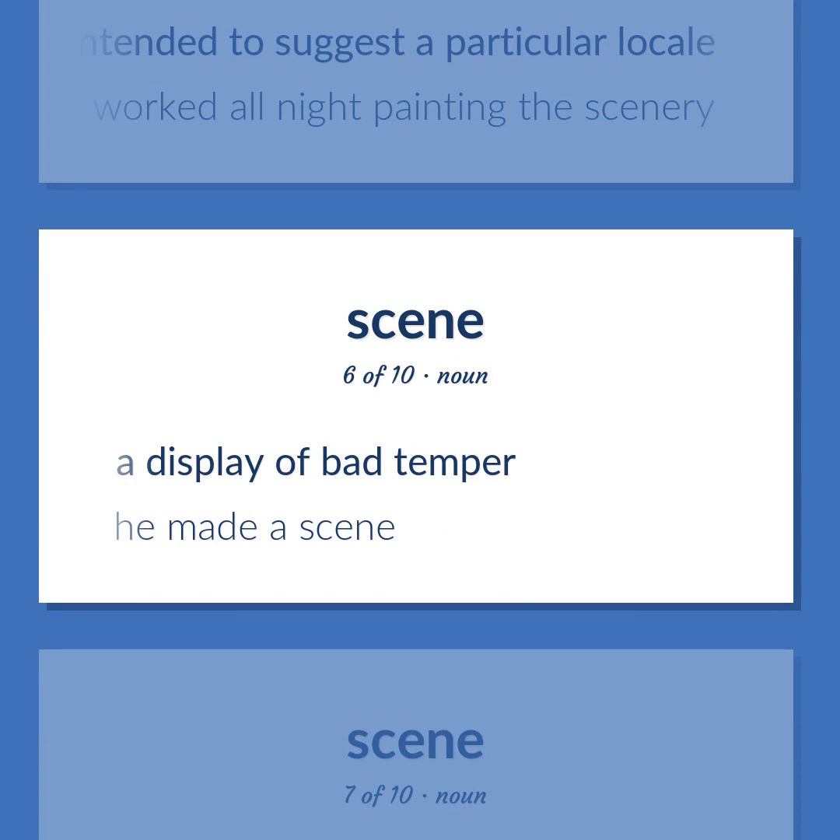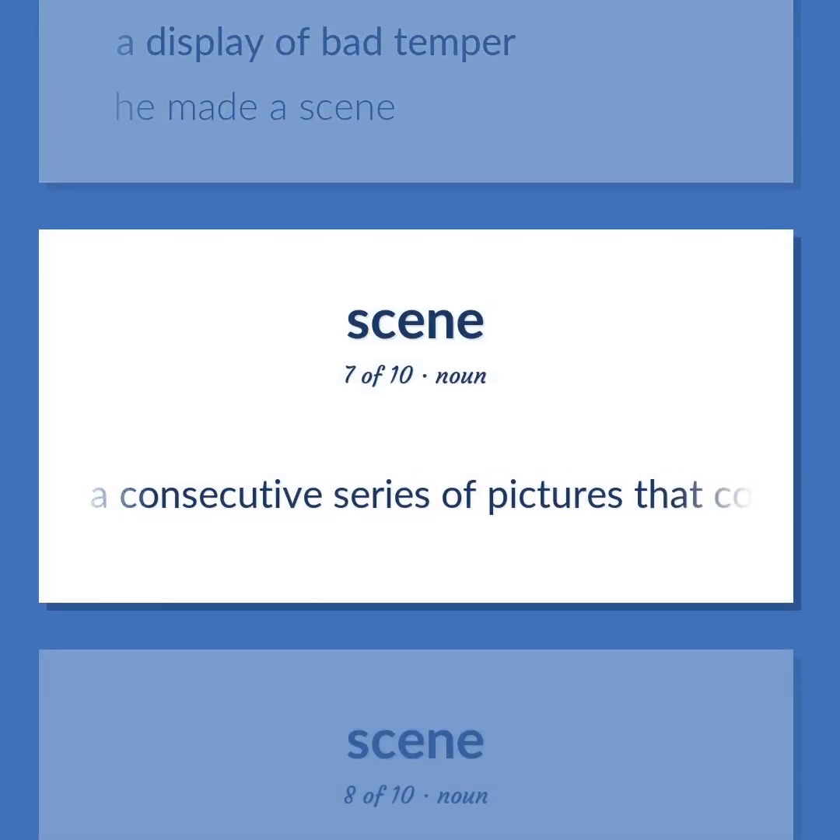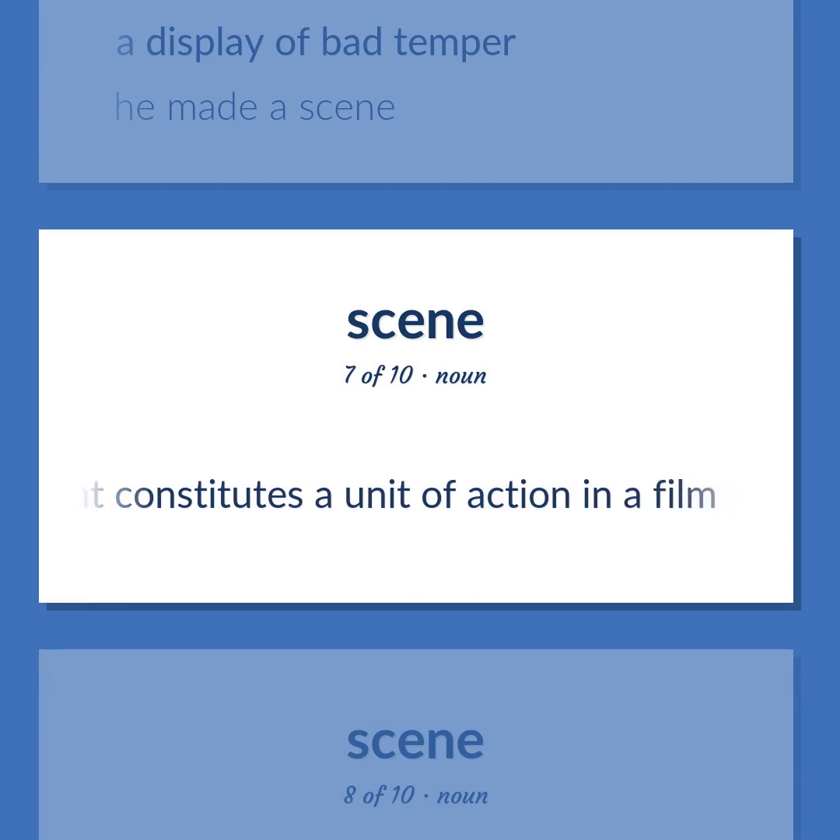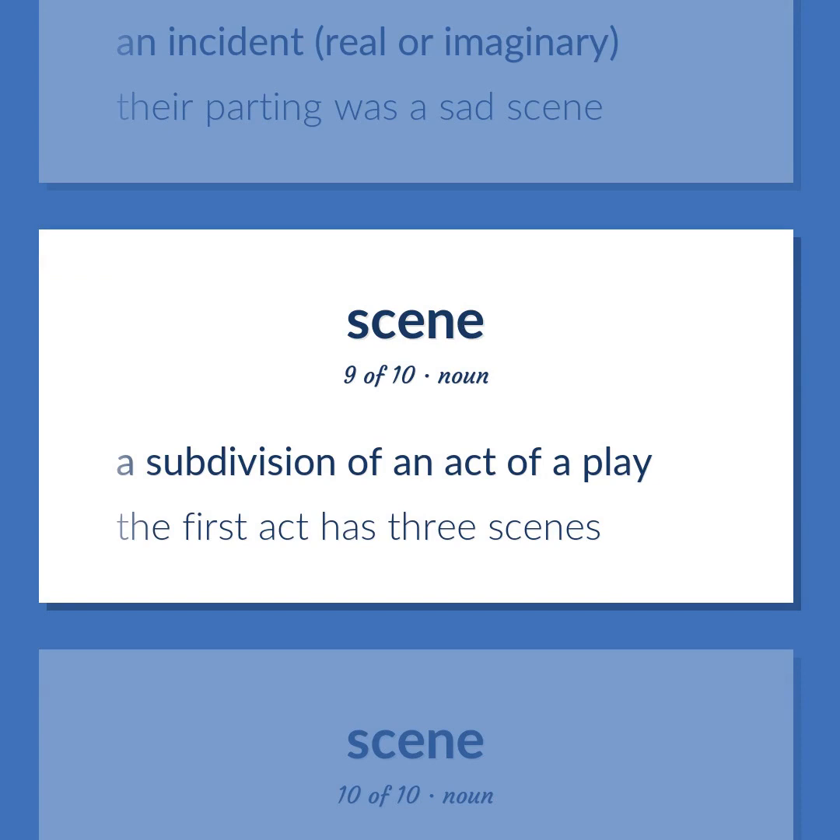A display of bad temper. He made a scene. A consecutive series of pictures that constitutes a unit of action in a film. An incident, real or imaginary. Their parting was a sad scene. A subdivision of an act of a play. The first act has three scenes.